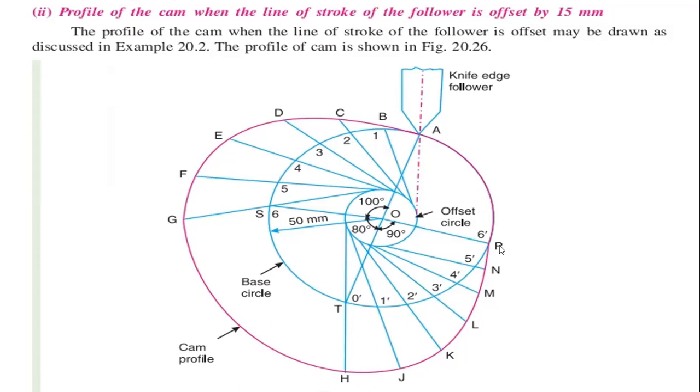Next is the return stroke. Then we have to divide it into 6 equal parts, and then take the displacement diagram lengths, and we get the points. Draw the curve with a freehand curve, and then the remaining section will be the dwell period, which is drawn on the base circle.